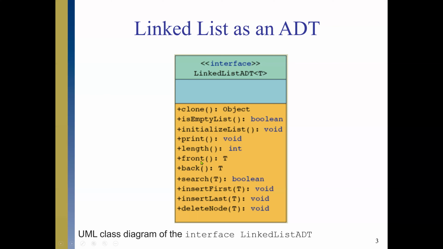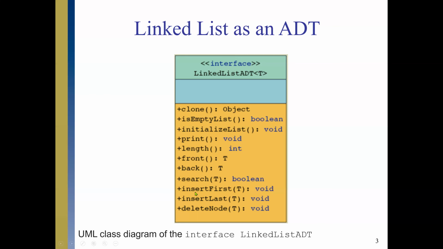Then we have the front method to check what is in front of the linked list. The type is generic, so the type depends on the information that we are storing in the linked list. Then back will tell us what is at the rear of the linked list, or the back of the linked list. The return type also depends on the type of data we store in the linked list. Then we have a method to search for an item in a linked list. This will return Boolean because if we find the item, we are going to return true. If we don't find the item, we'll return false, which means the item is not in the linked list.